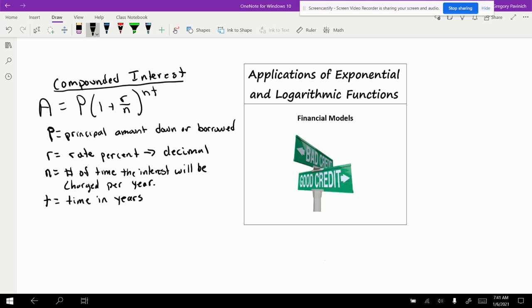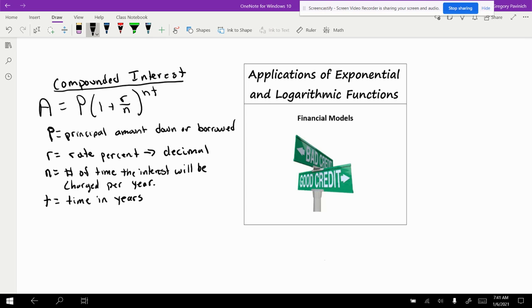savings account at a certain interest rate, this would be the formula that banks might use to tell you how much money you would make each month or each year, depending on how many times they will give you that interest. Also, it could be like a credit card. They also will charge you interest for borrowing money if you don't pay it all off every month, and they usually charge you per month.